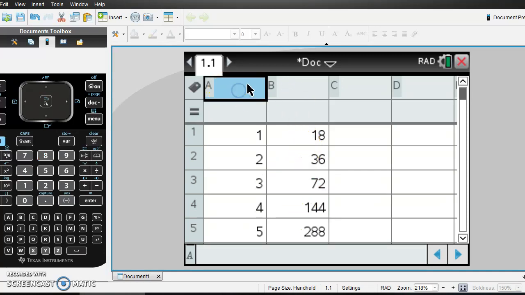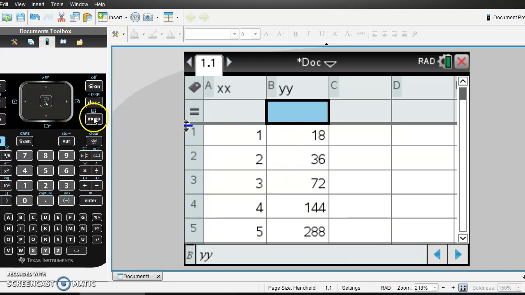Now your calculator wants you to give them a label. I like to use x, x, and y, y. For some reason it doesn't like x and y, it doesn't let me do that, so I just put x, x, y, y. You can call it whatever you want though. And then this is the part where you can get your regression curve.